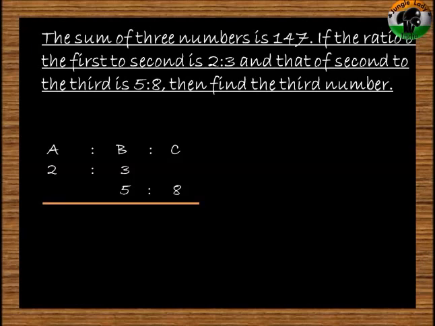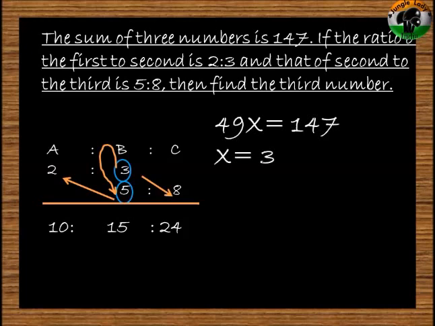Let me take the bottom B value, which is 5 here. Now I'm going to multiply 2 with 5. 2 into 5, I will get the value 10 for A. Next, I'm going to take the top B value, which is 3. Now I'm going to multiply the top B value and the bottom B value, so I get 15, right? Next, I'm going to multiply the top B value and the bottom C value, which is 3 into 8. The answer is 24, right?